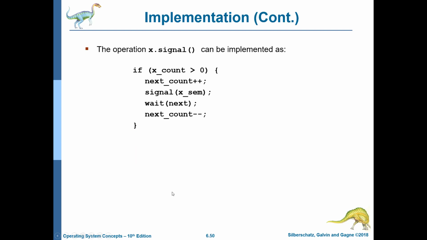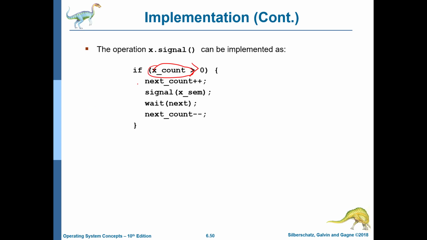The operation x.signal is also on the same lines, quite simple. It first checks x.count. If x.count is greater than 0, then only we are in business. Otherwise, if there is no waiting process, the signal in this case has no meaning. It's not the case for semaphores, but in this case it has no meaning. This has already been explicitly cleared on a previous slide. So only if it is greater than 0, we enter the code inside.